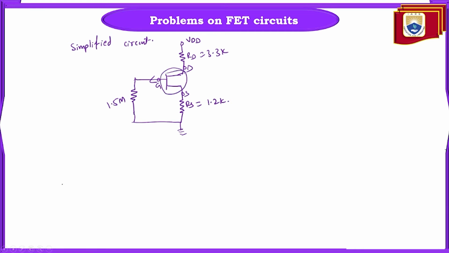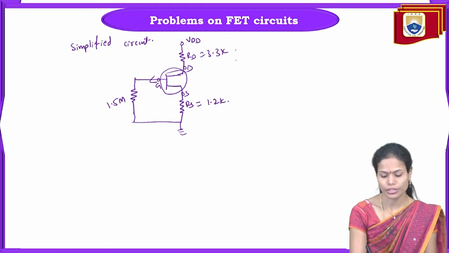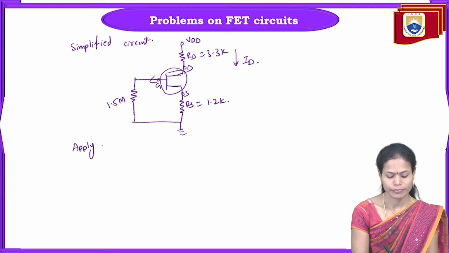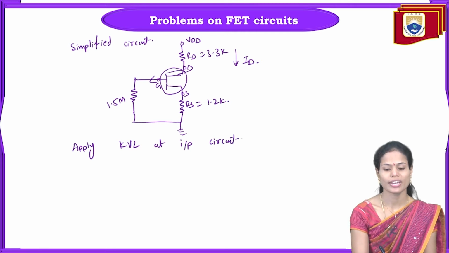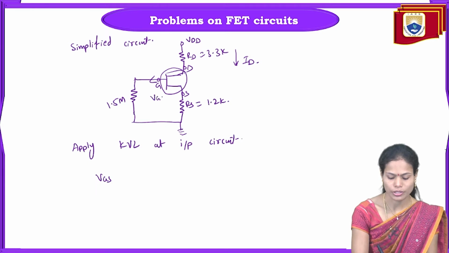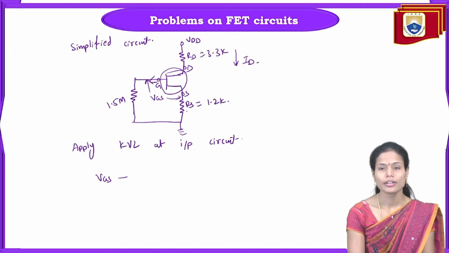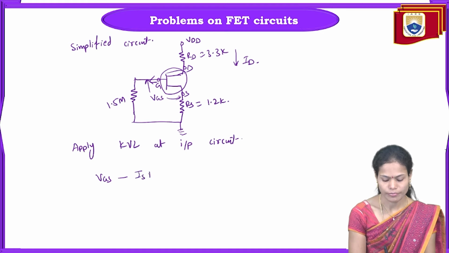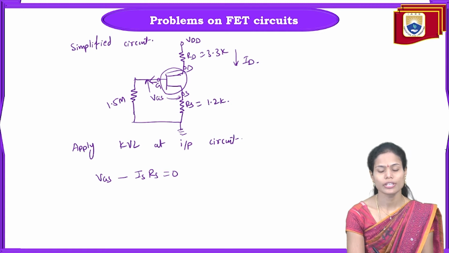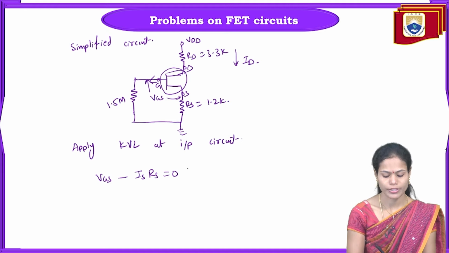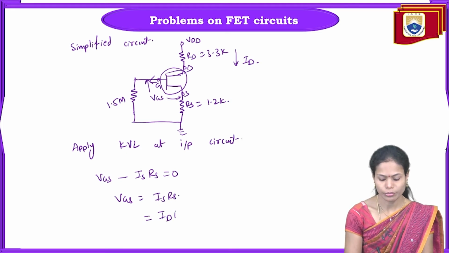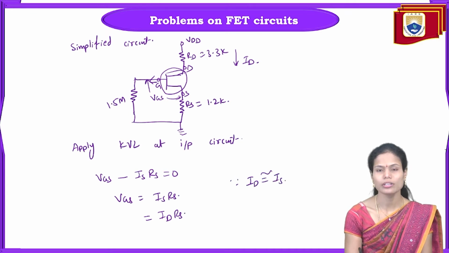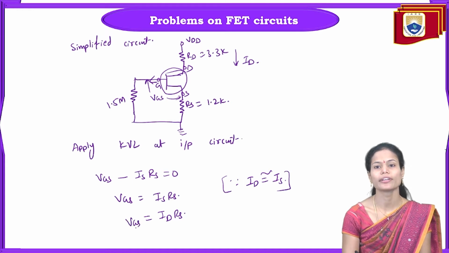Okay, so to find the drain current flowing in the circuit, I am applying KVL at the input side or input circuit. So if we apply KVL at the input side, we get VGS, that is the voltage between gate and source, minus the drop across the source resistance, that is IS into RS, equal to 0. Across the input side we have only this voltage and the drop across the source resistance RS. So VGS we can write as IS into RS, and also as ID into RS. Why? Because the drain current is approximately equal to the source current, since the current through the gate terminal is very small. So because of that we write VGS equal to ID into RS.